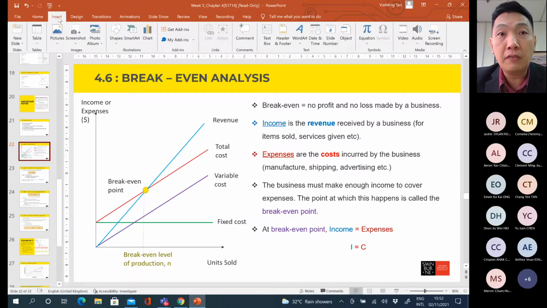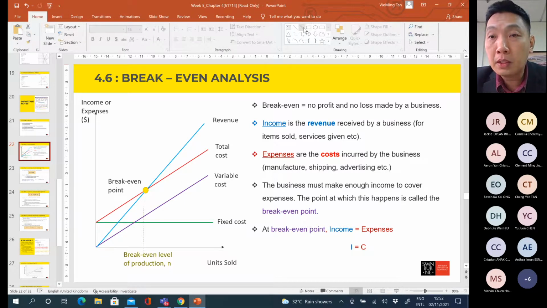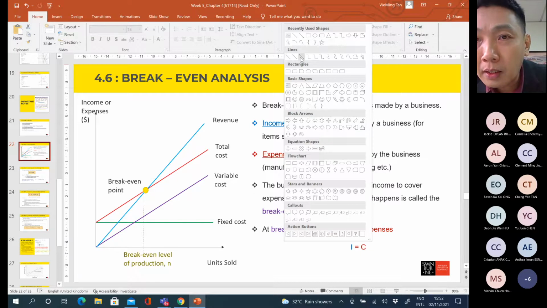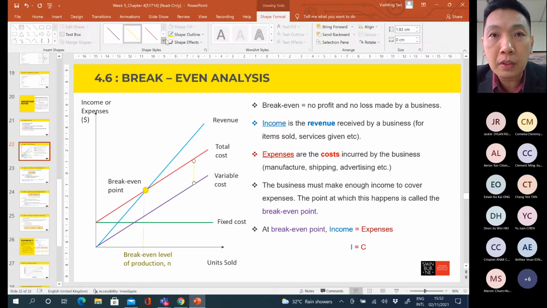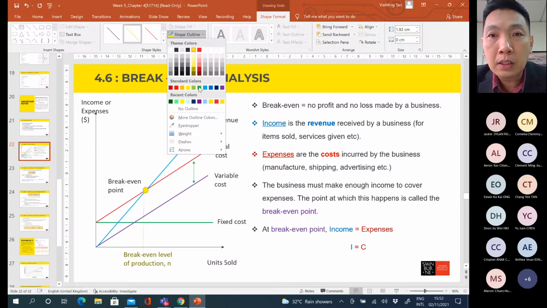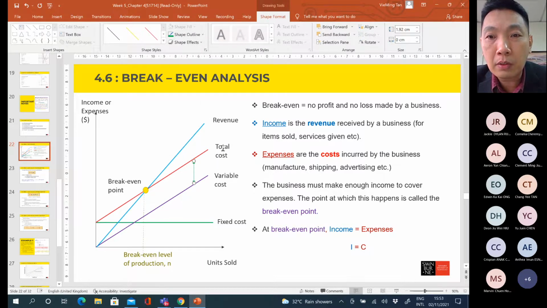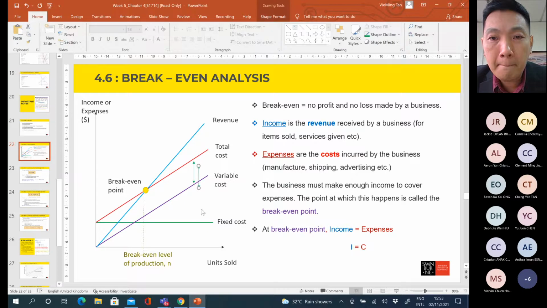The difference between total cost and the variable cost is the fixed cost. So this distance is the same as this distance. Same distance. So this is the fixed cost, right? The difference between total cost and total variable cost is the fixed cost.